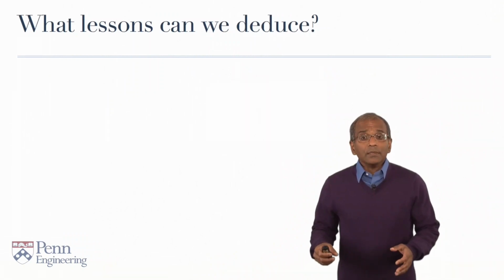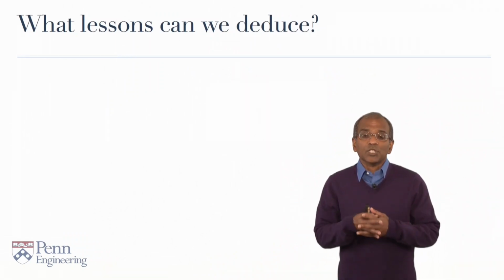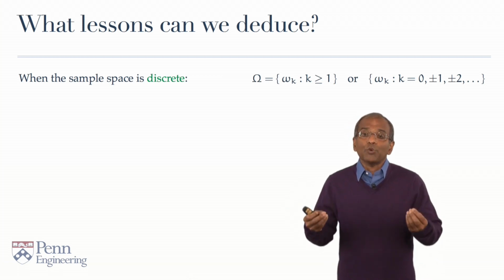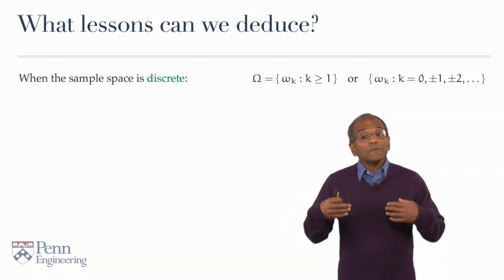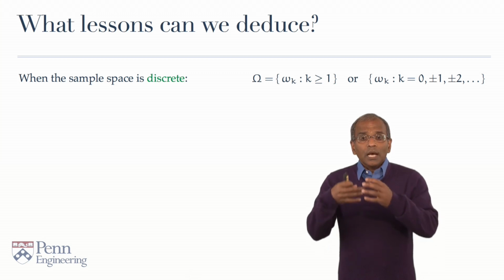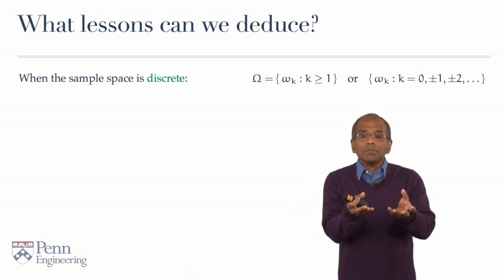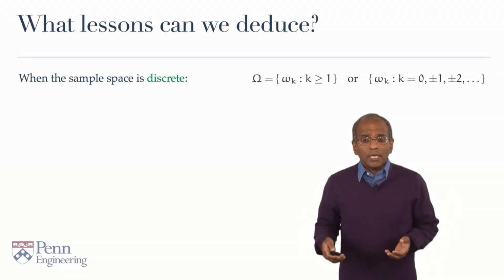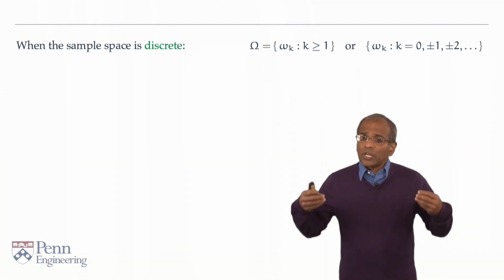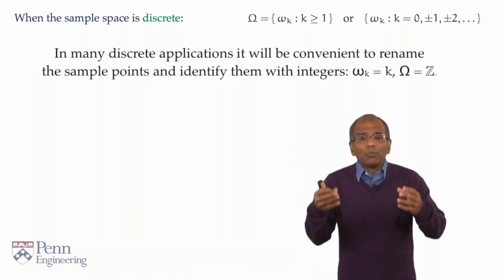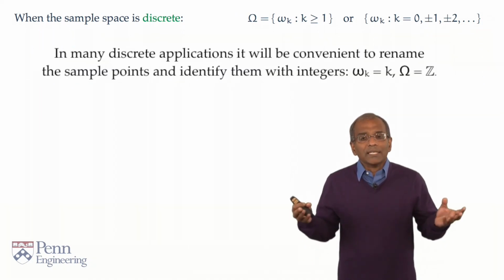What lessons can we deduce from chance and commonplace settings? To begin, we start with a discrete sample space. This is a space which is either finite or denumerably infinite. We could, via our dictionary of translation, identify the sample points of such an experiment either with natural numbers or with integers. It'll transpire that in many settings, the particular name we give a sample point is of little matter.